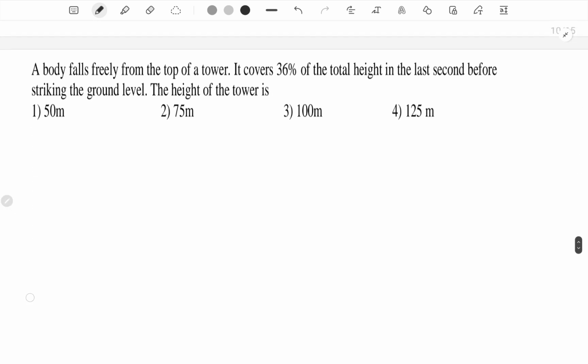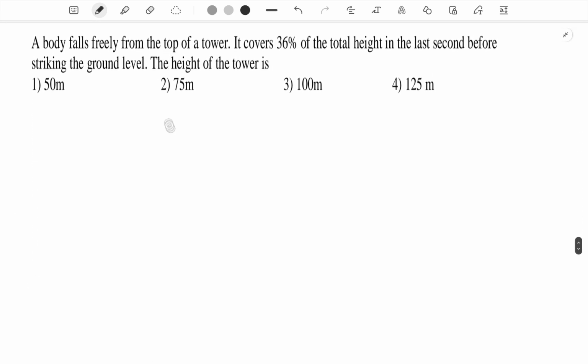Let's proceed to the next question. A body falls freely from the top of a tower. It covers 36% of the total height in the last second before striking the ground level. What's the height of the tower? Let's say this is the tower that we had. Let's assume its height was h.